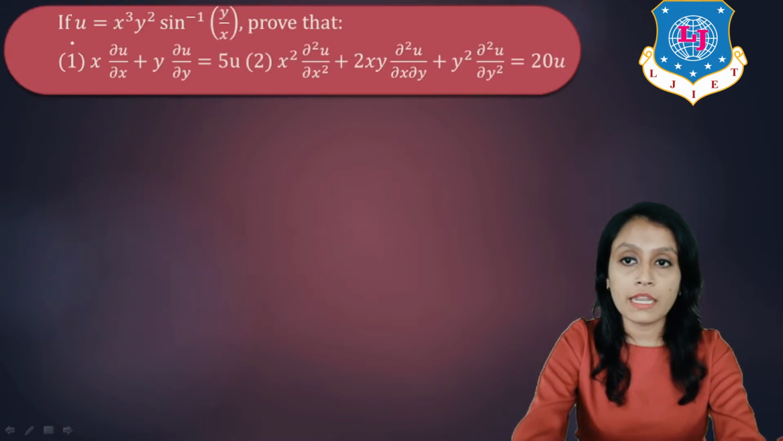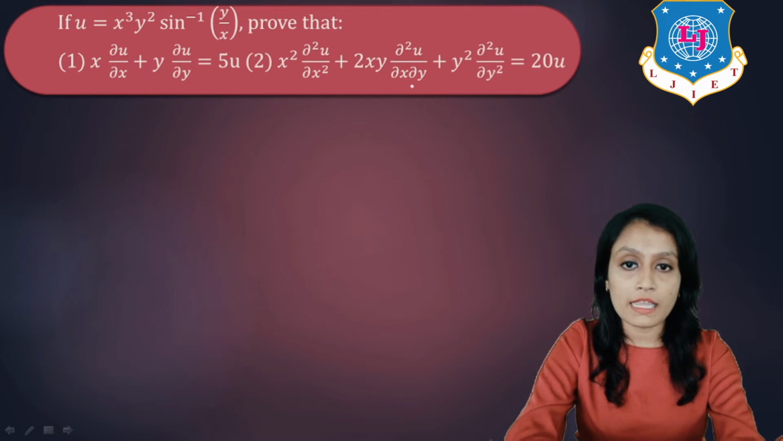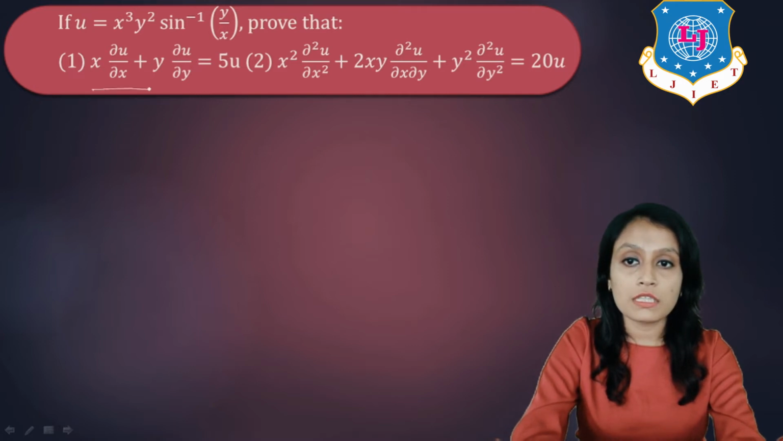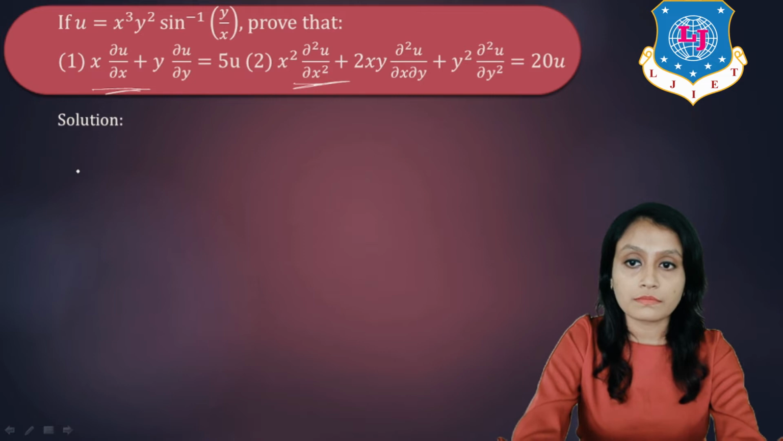So let's see one example. If u = x^3 y^2 sin^-1(y/x) is given, we have to prove that x ∂u/∂x + y ∂u/∂y = 5u, and x^2 ∂²u/∂x² + 2xy ∂²u/∂x∂y + y^2 ∂²u/∂y² = 20u. Whenever this type of thing is asked in the question, then you have to apply Euler's theorem. So let's begin with the solution.